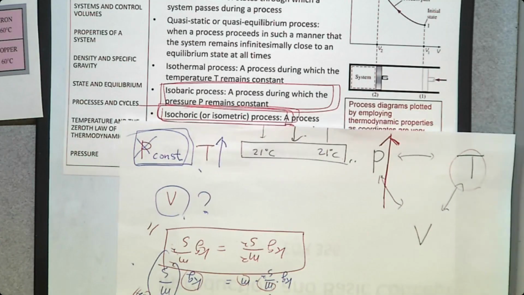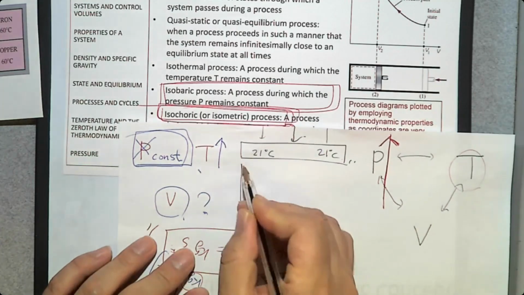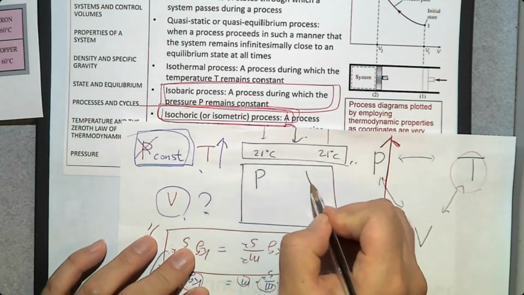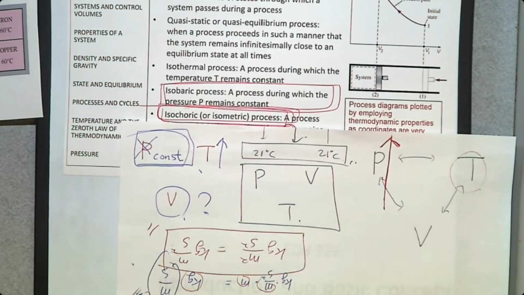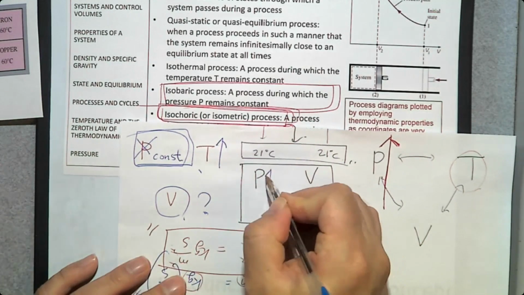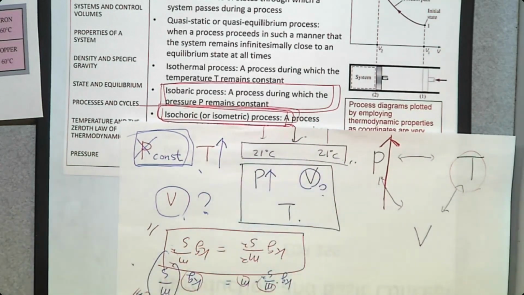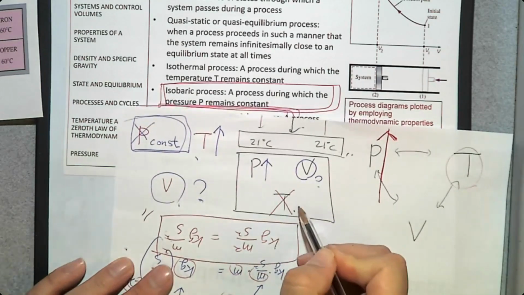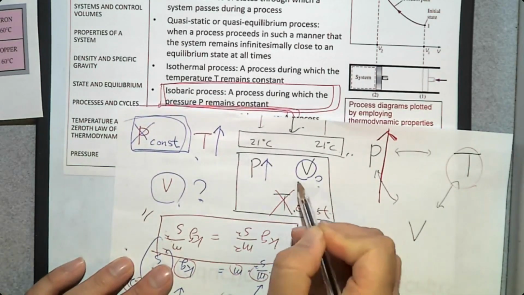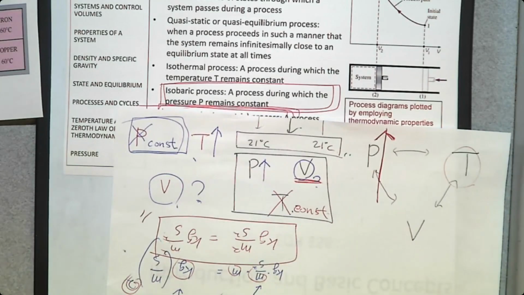Okay, the last one. Now you know what's coming, right? Pressure, volume, and temperature. Now we want to study when pressure goes up, what happens to this volume? I don't know, unless we have information about the temperature. So the simplest answer is that I'm going to assume temperature remains constant. When temperature remains constant, then what happens to the volume? When pressure goes up, volume goes down.